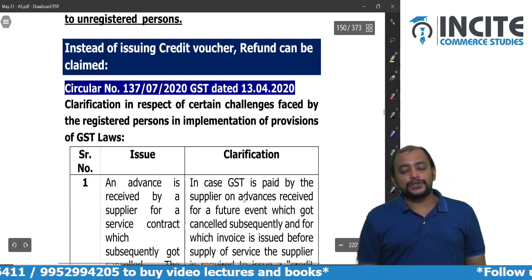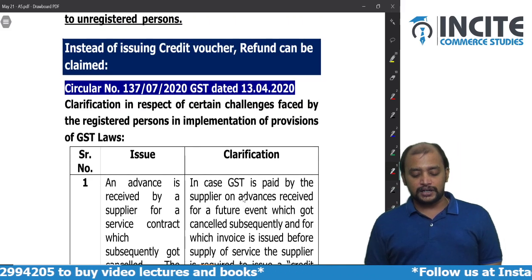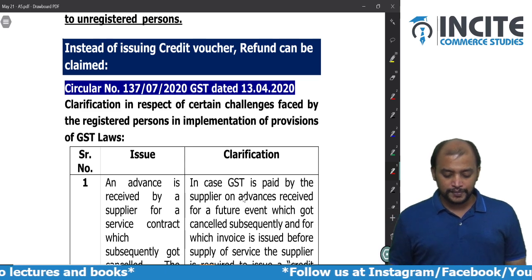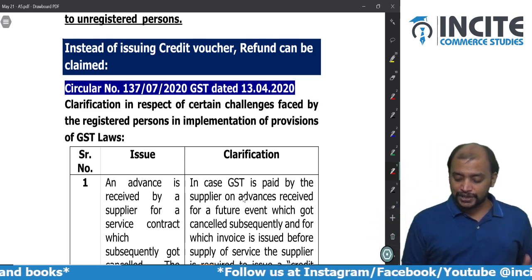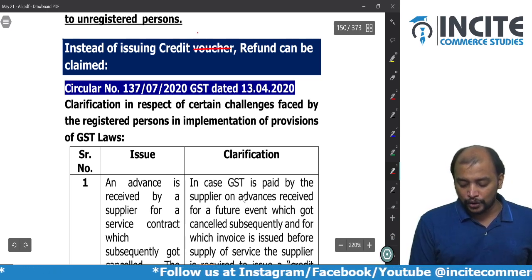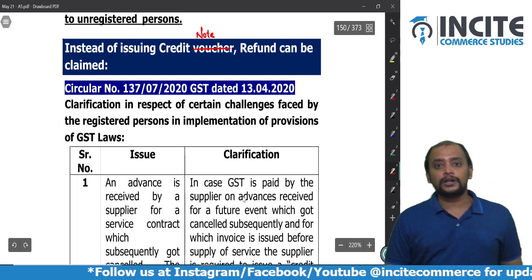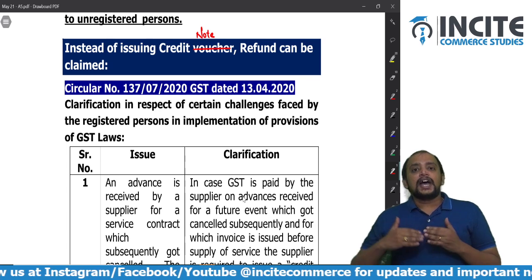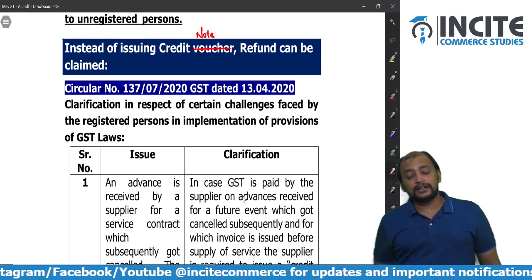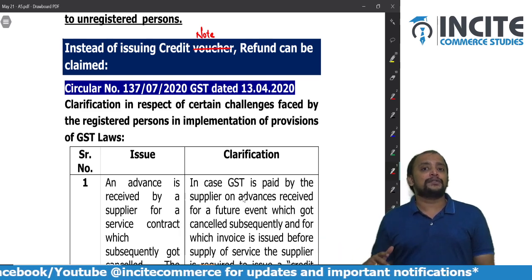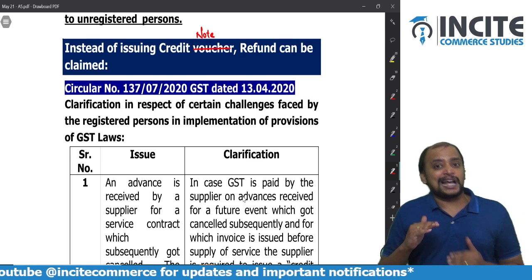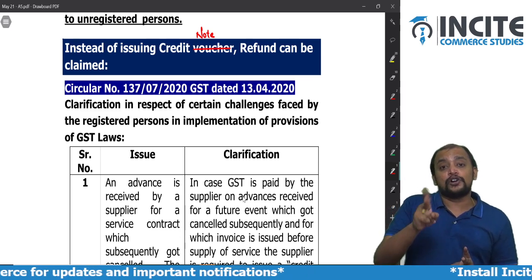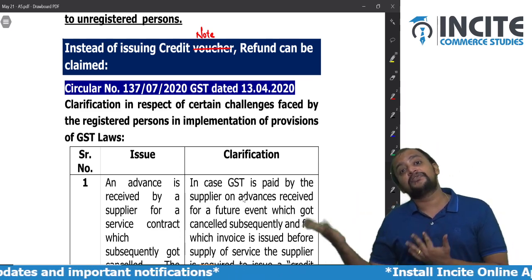Instead of issuing a credit note, refund can be claimed. What is that? First I collected advance, then I give a refund voucher and go for refund, that is normal. But if I already gave the invoice, now I need to give a credit note. That's the provision. But there is a relaxation: there is a time limit for credit note, so either you go for credit note or you can go for refund of the GST paid.